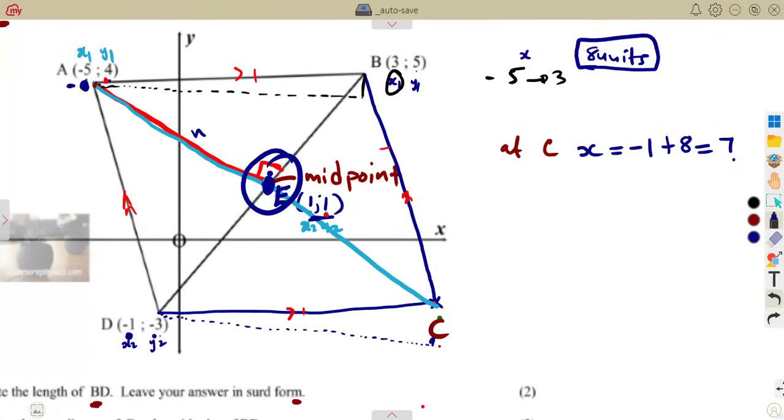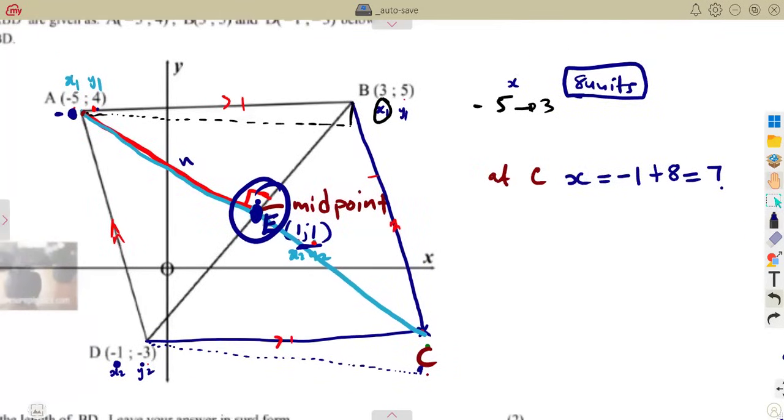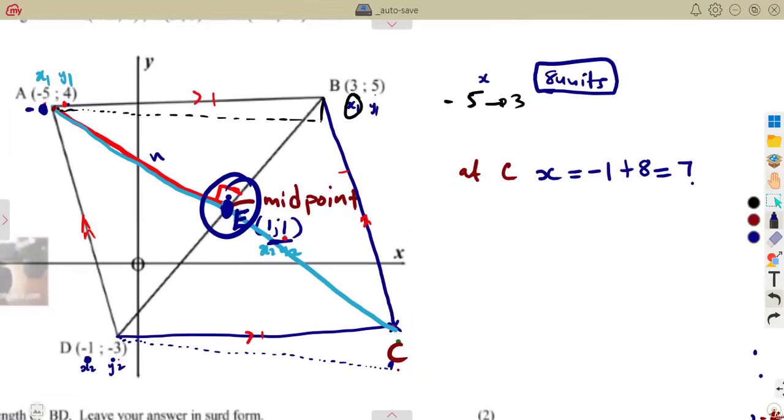Okay, let's go to the Y values. In terms of the Y values, you interpret according to your diagram, according to the properties of the shape, guys. For the Y values, if you check, we have Y1, which is 4, and the Y there is -3. So we have to go vertically down from 4. How many units to get to -3?